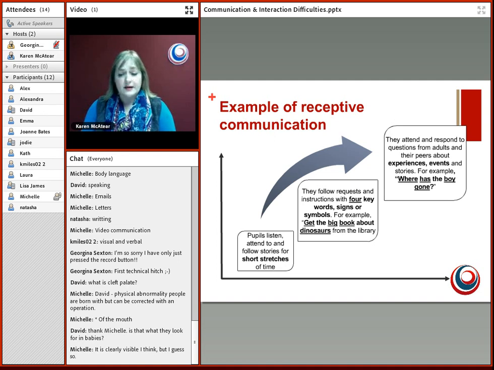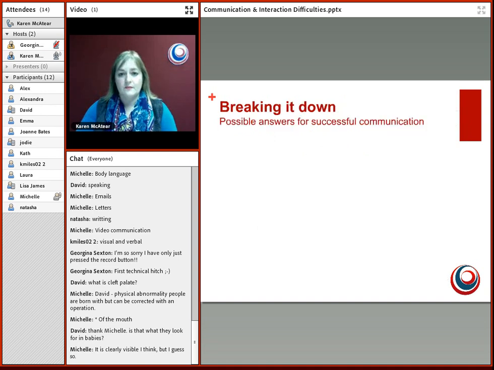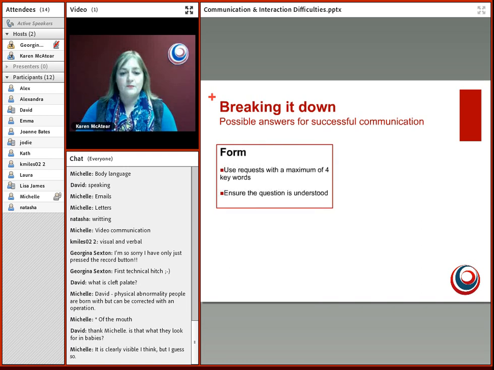Or you could use pictures. You don't have to use actual words. It could be pictures, or it might not be speech. As I said, it could be sign that you're doing it with. So breaking it down. So the form, remember, is your 4 key words, no more.